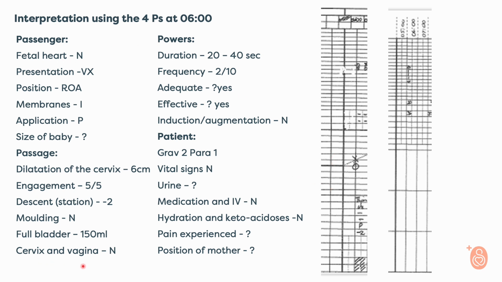So if we look at this picture in general at 6 o'clock, we see that the passenger is normal, except that the application is poor, and that's probably because of this huge, big problem here that the head still sits very high because of probably inadequate powers. We need to look at that. The patient seems to be normal. We just need to find out about her pain experience, etc. Because we also know that pain experience and the way in which she experiences the pain and tension, etc., can have an influence on the contractions as such.